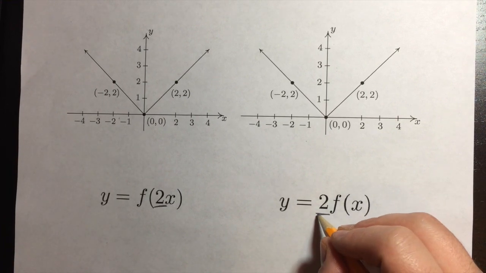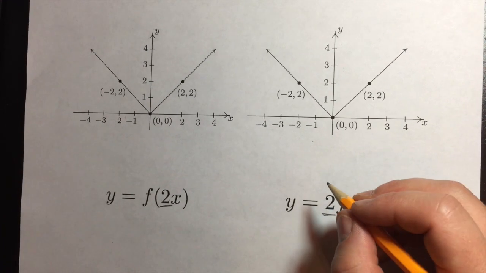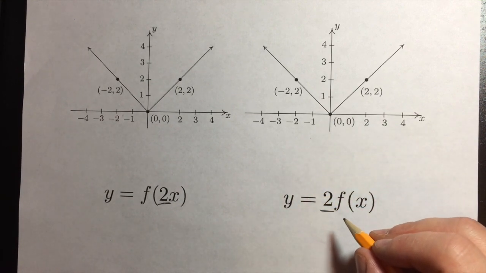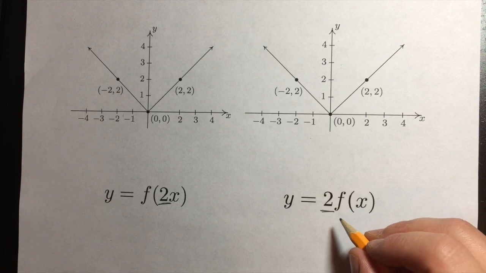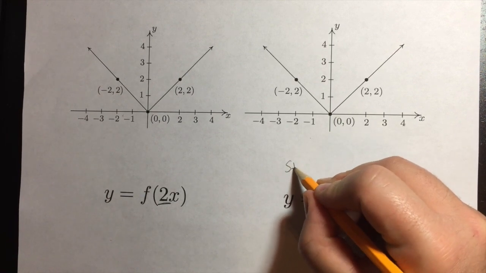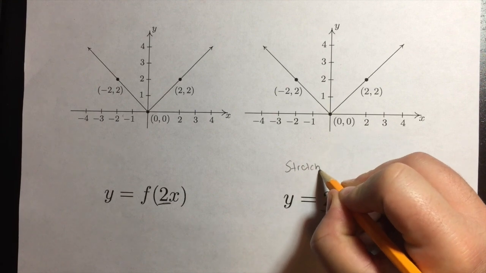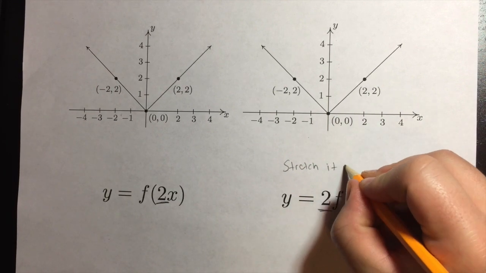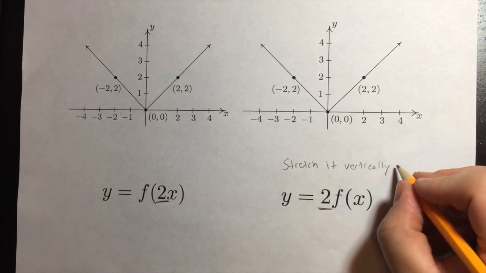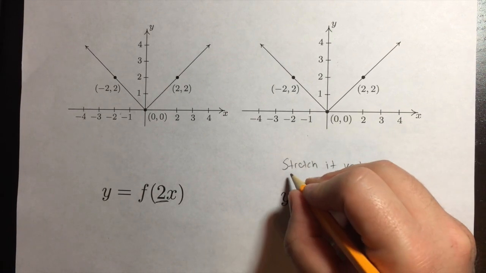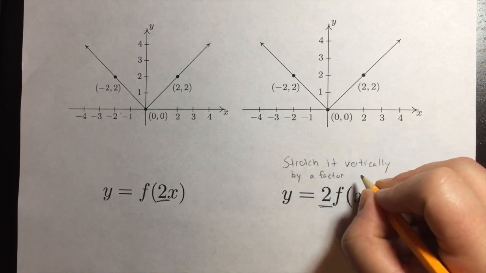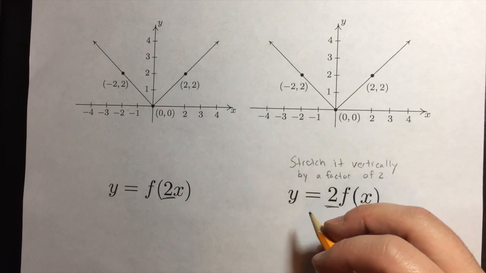What do you think this is? If we're multiplying by a 2 on the outside, that means that we're definitely doing some kind of shift away from the x-axis. We're shifting something vertically because it's outside. That means we are going to stretch it vertically by a factor of 2. Let's look at the values.